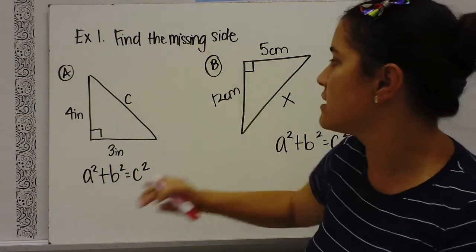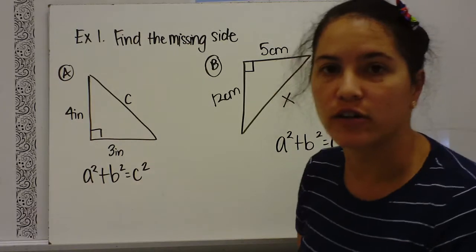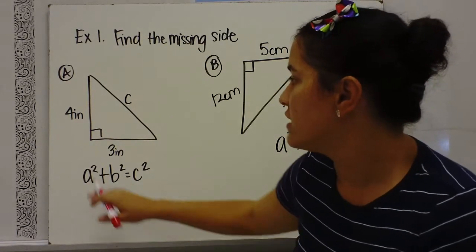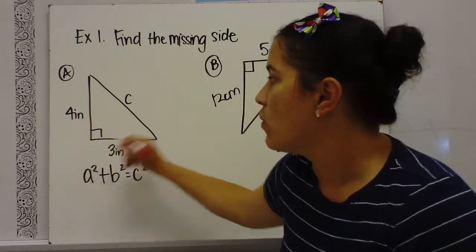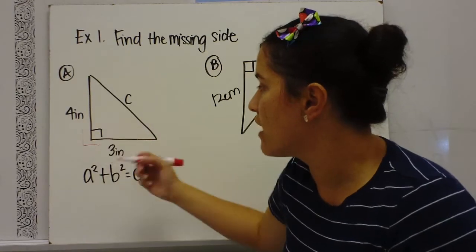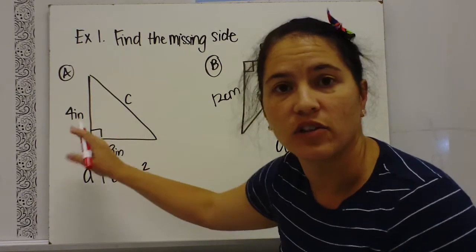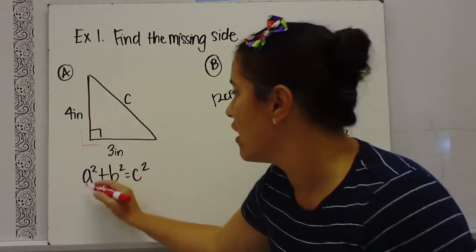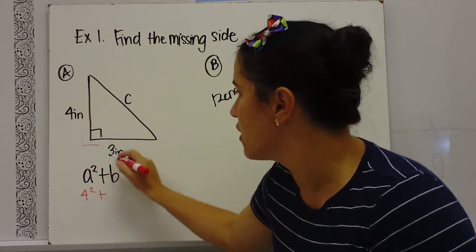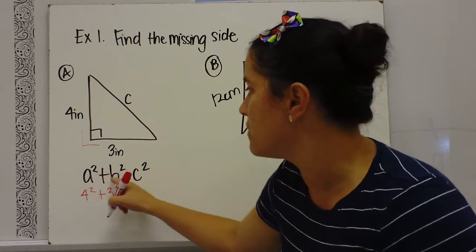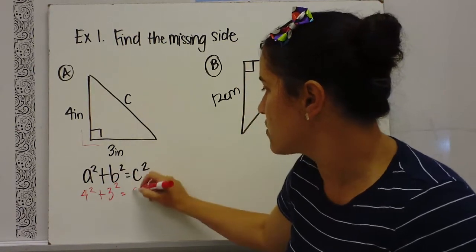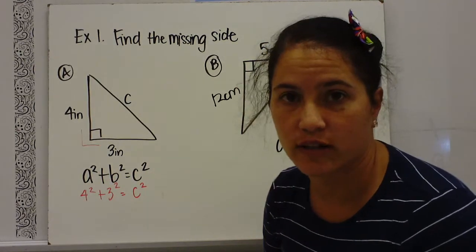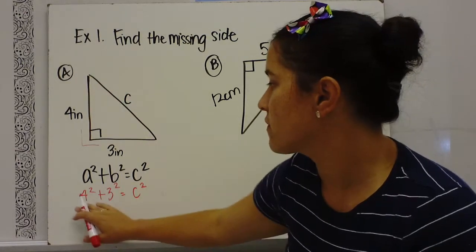Alright, so find the missing side. Here we have a right triangle, and I have 3 and 4. Well, these two are attached to the right angle, so these are your legs. So what you do is you substitute those in for values A and B. It doesn't matter the order. I'm going to put 4 squared plus 3 squared, so A and B, equals C squared. I'm looking for C squared. I'm looking for this value.